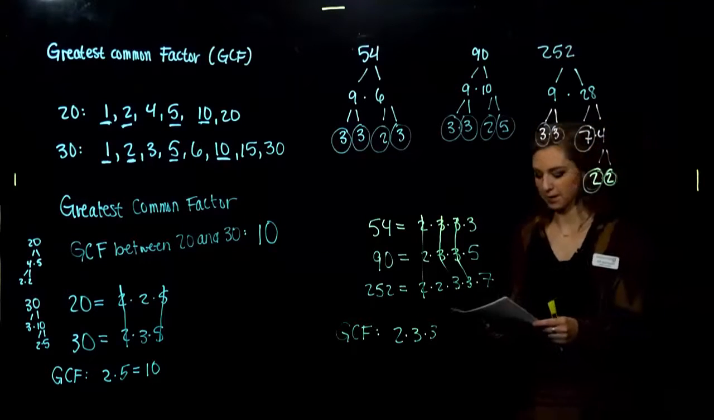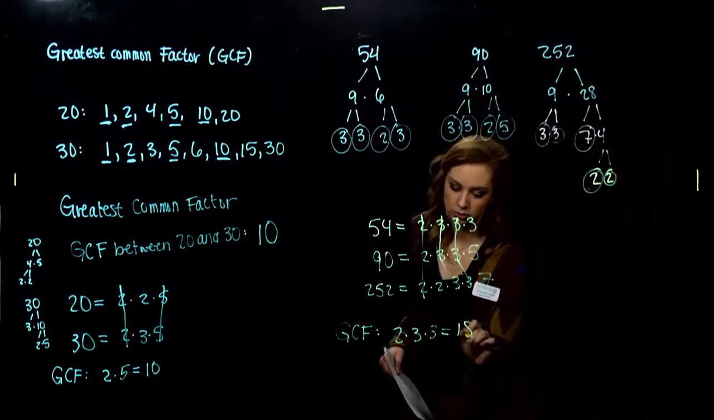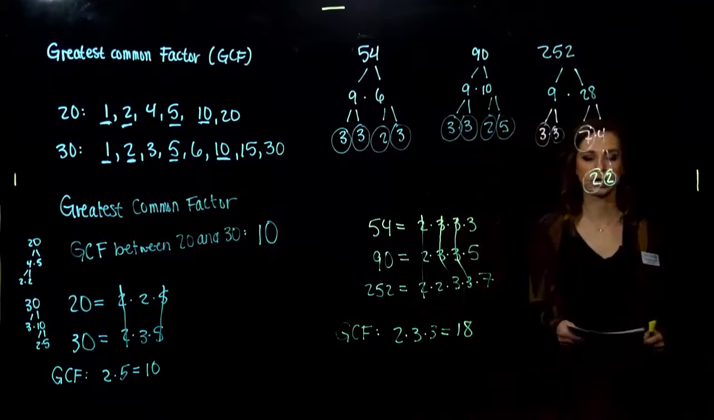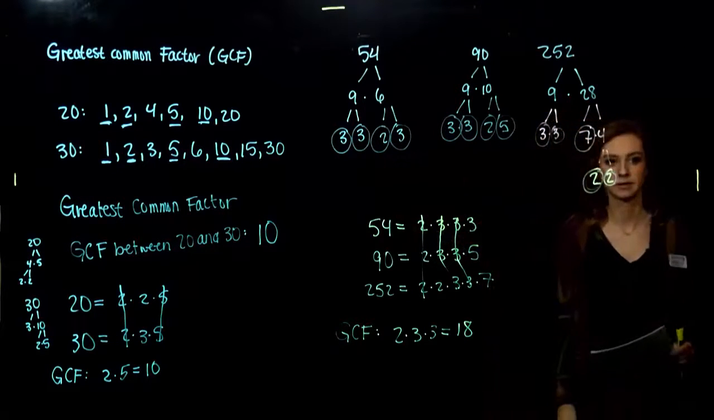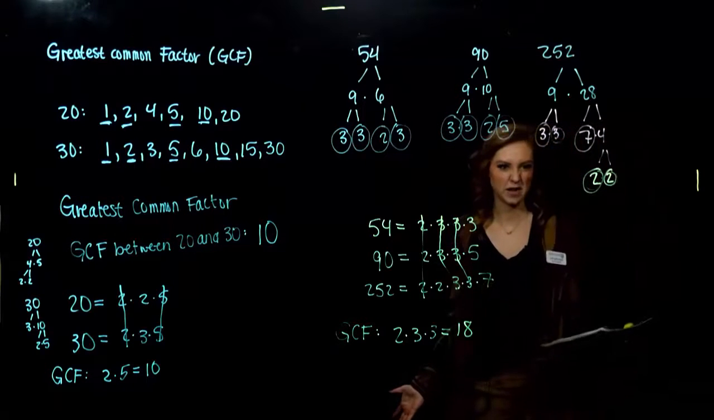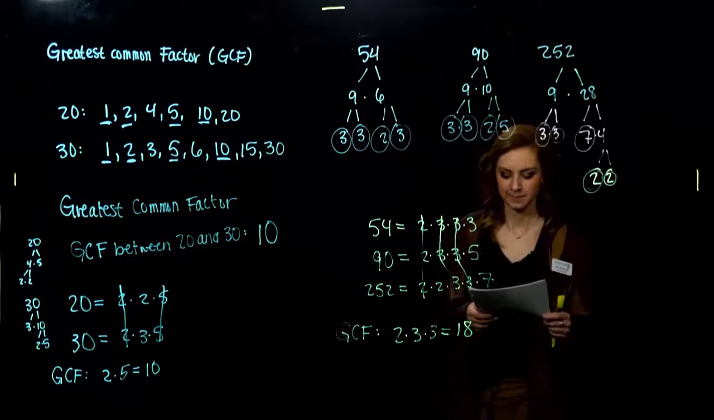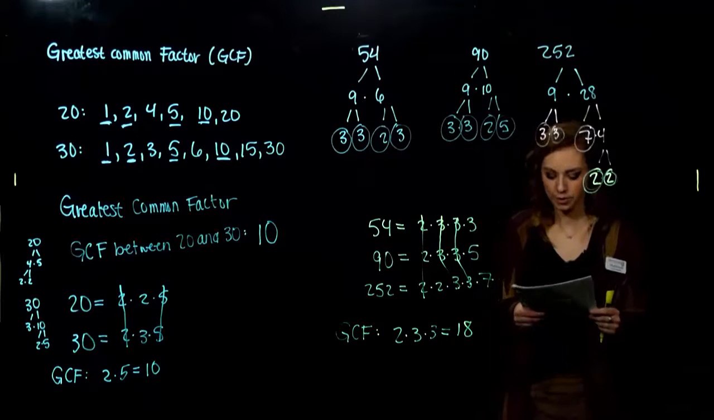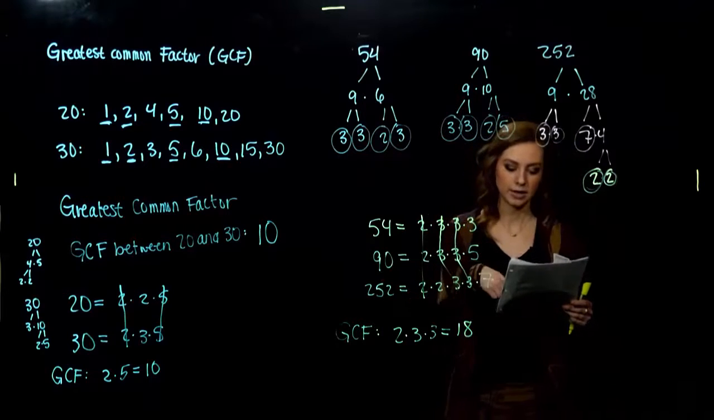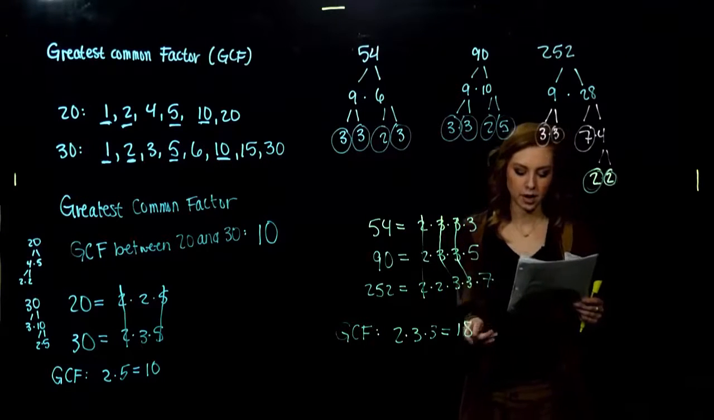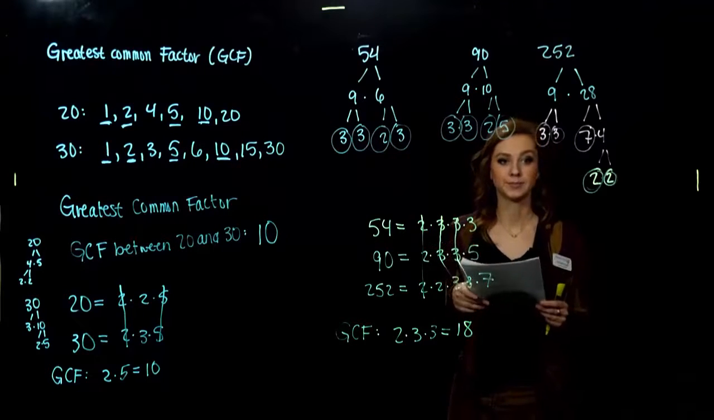So our greatest common factor is going to be 9 times 2, 18. So that's the largest factor that's shared common between these 3 numbers. And we could even find the greatest common factor between a whole bunch of numbers. But generally, we stick to like 2 or 3. So, 2 for you to try. First, find that greatest common factor between 40 and 100. Then, find the greatest common factor between 3, 5, and 22.